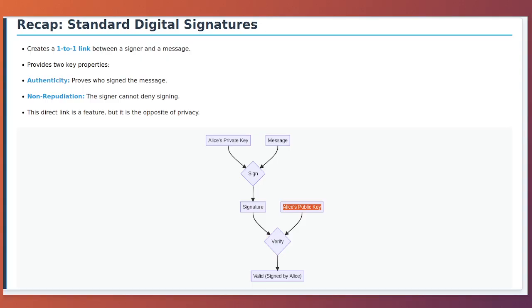However, this absolute link to a single identity is a feature, not a bug. In situations where the signer needs to remain anonymous while still proving the authenticity of their message, this one-to-one link is a significant problem. This limitation is the very reason ring signatures were invented.